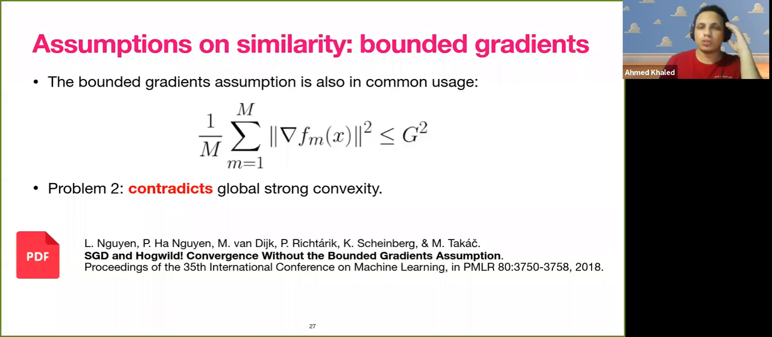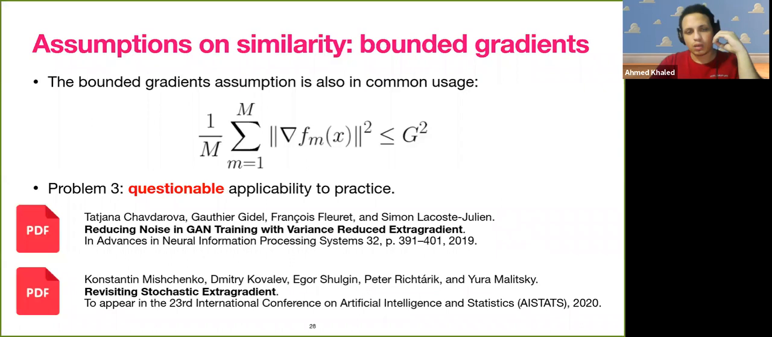So the third problem is that this assumption has quite questionable applicability to practice. By this, I mean that there is an algorithm that has a proof of convergence when this assumption is satisfied, but both in practice and with very specific examples, it can be shown that this algorithm will diverge. So it is questionable just how relevant this assumption is when we're trying to apply it to functions that may not satisfy it.